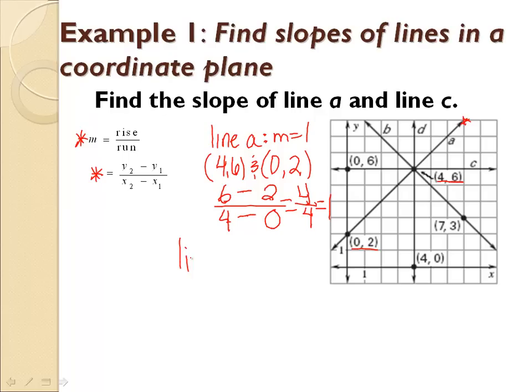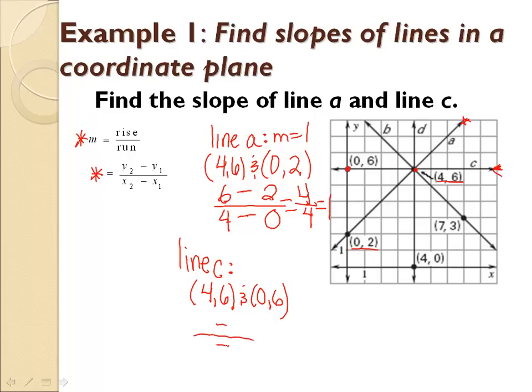Line C. Let's look at what points we've got. Our 2 points for line C are right here. I've got 4, 6 and 0, 6. So again, I'm going to draw my fraction bar and my minus signs. I start with that every time.